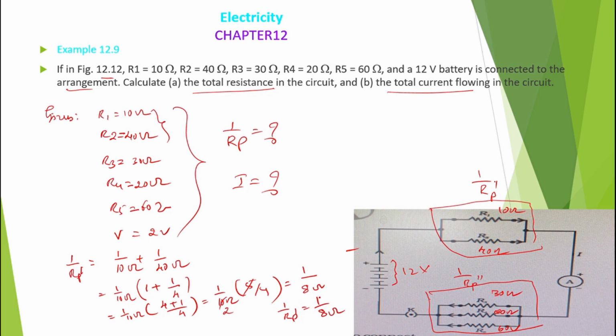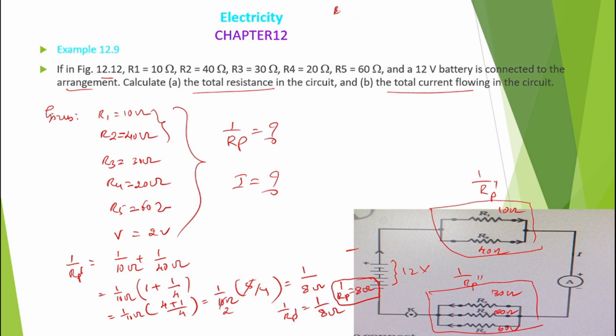So if you take Rp to the top, here also you have to make the same arrangement. So Rp dash is equal to 8 ohm. So Rp dash we got. Now Rp double dash we have to calculate.